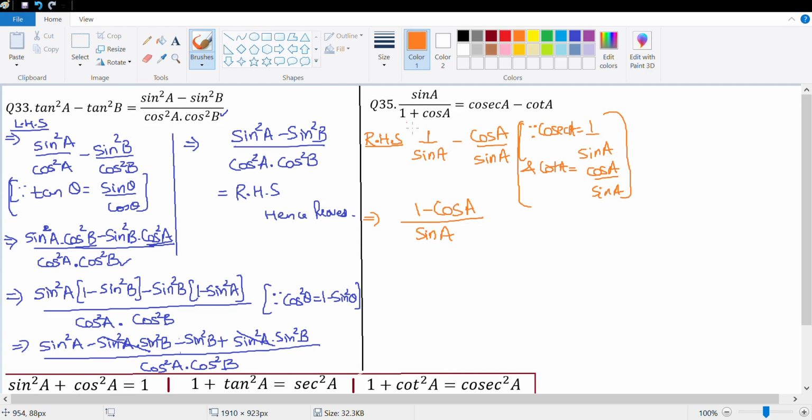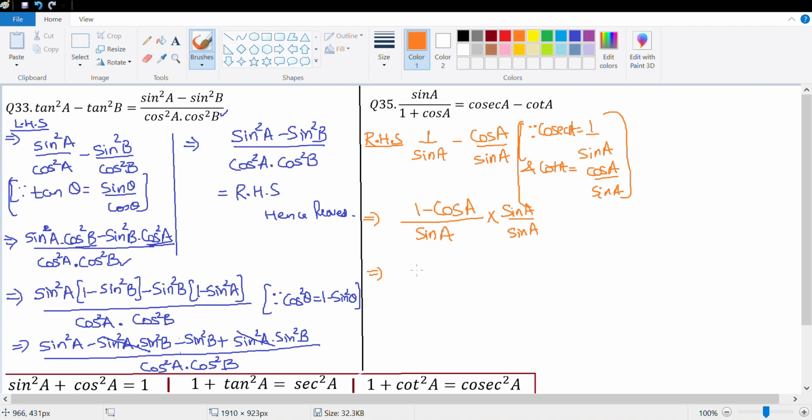Maybe I can convert this into 1 plus cos, and the relationship between cos and sine is sine square plus cos square, which means in the denominator I should have sine square. If I have sine square here, I should be able to get 1 minus cos square. Let's try. So let's multiply both numerator and denominator by sine A. Why am I doing it? Because I need to have a denominator of sine square.